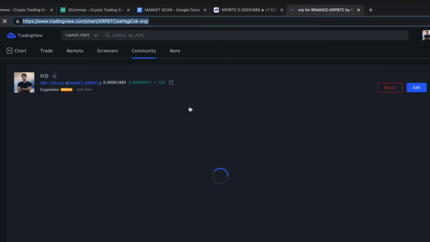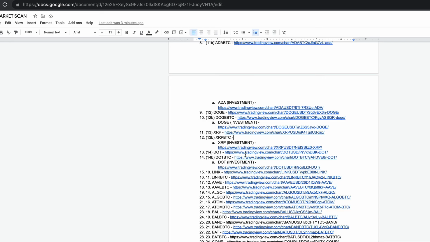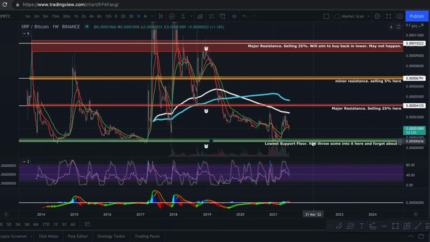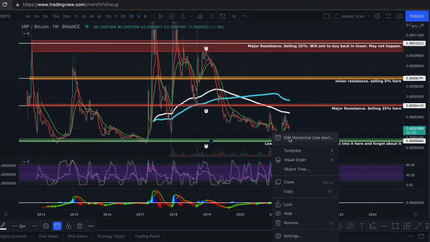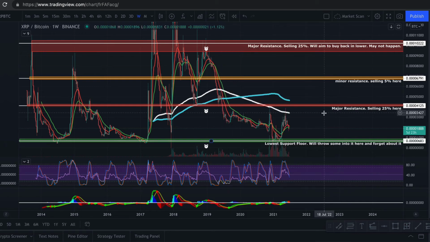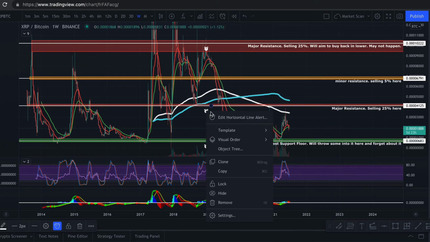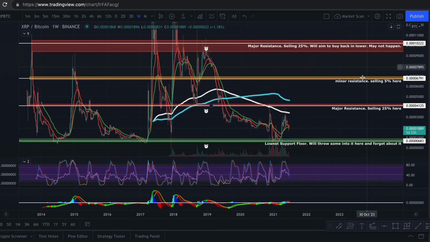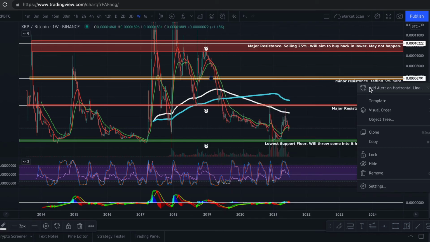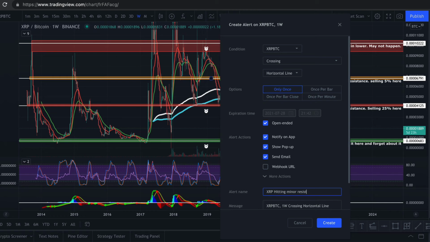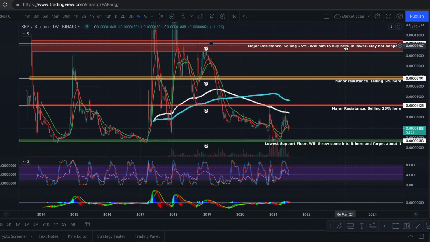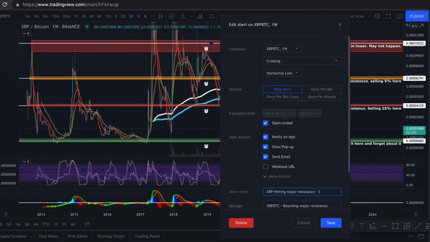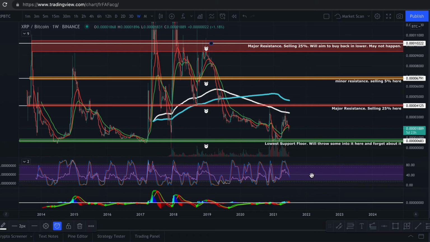So we have XRP, BTC. And I definitely would like to buy here. So if it comes down here, I will buy it and hold it. And if it comes up here, I'll say major resistance. And then up here, I'll say XRP hitting minor resistance. And then up here, I will say, yeah, something like that. Okay, cool.